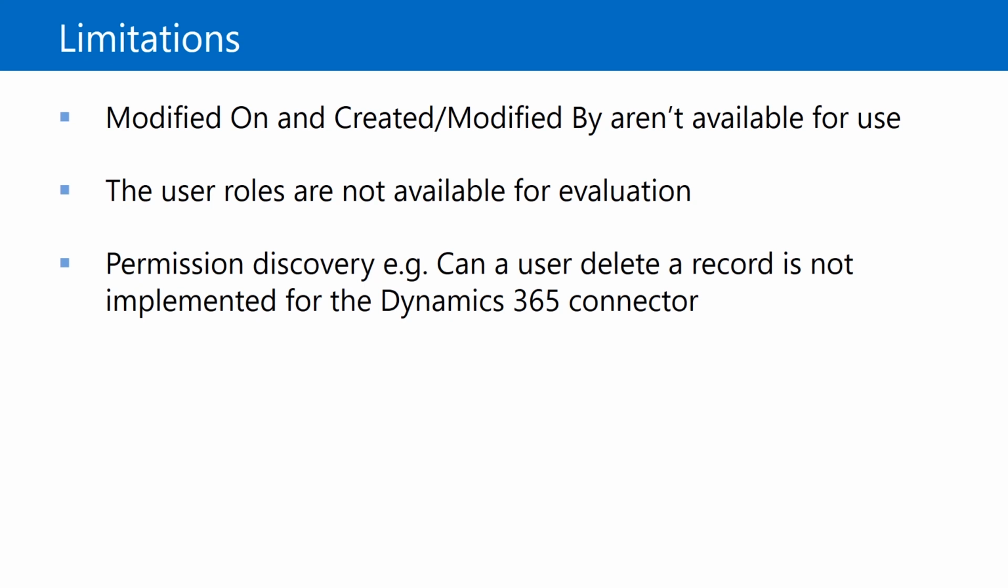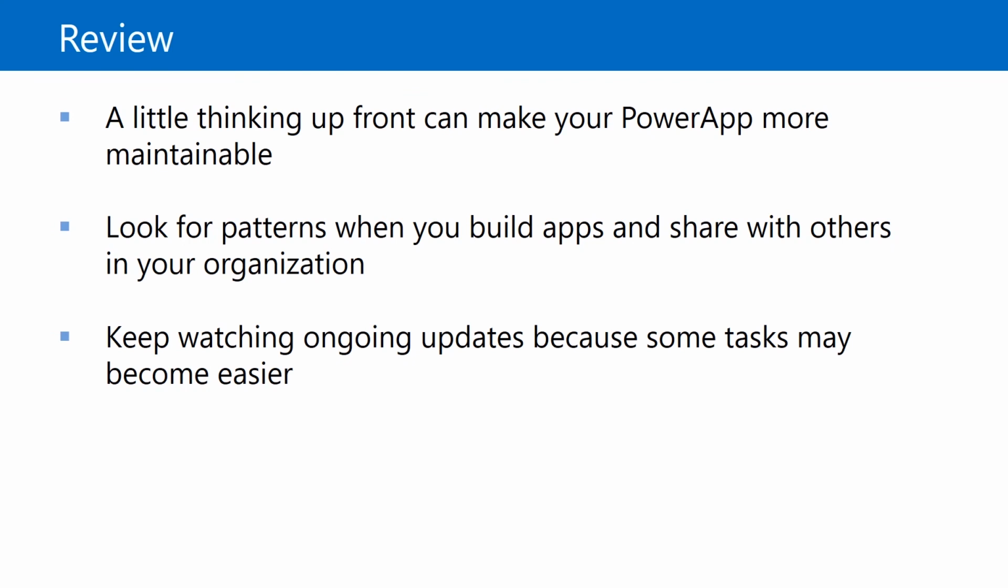Another one that comes up is if you want to have roles only perform certain actions, or you may want to tailor based on role. The roles that a user has are not exposed to you in the PowerApps. You could, in both of these scenarios, go through a custom API to be able to do that. And also, you're not able to do permission discovery. So you're not able to discover whether a user is able to delete a record or create or modify a record. You have to actually do the action and you'll get an error, and then you're able to detect the error and react from there. So that's just some of the common tasks.